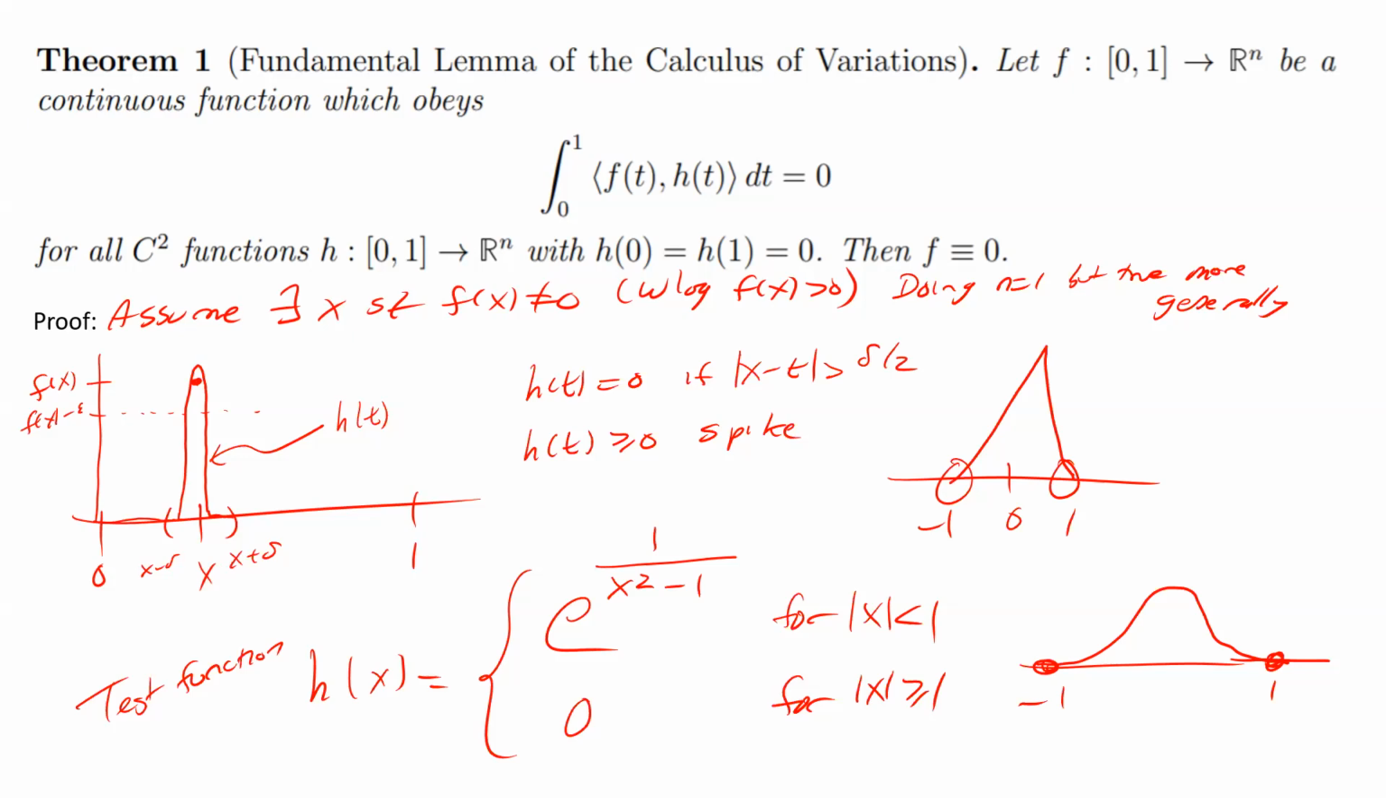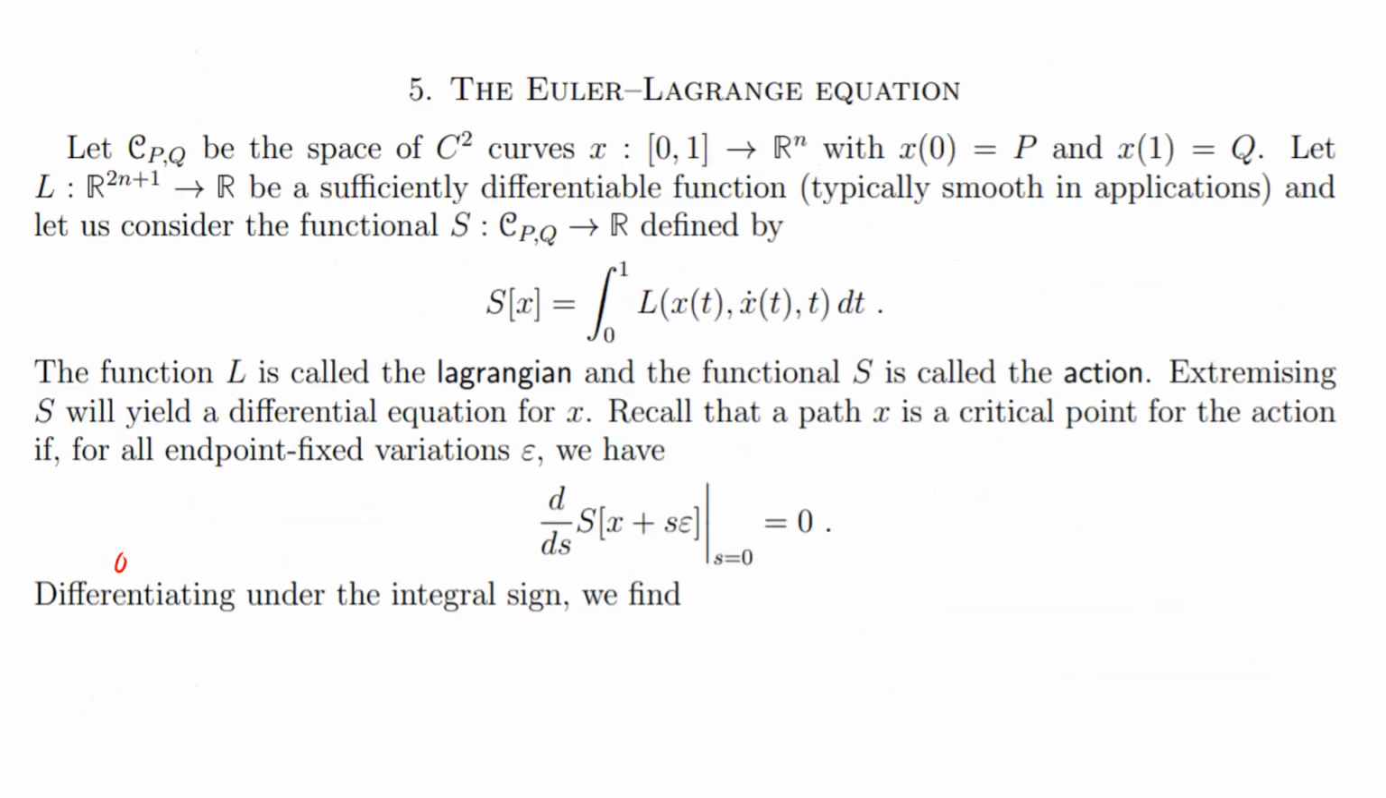Okay, so the next part is, now that we have this, the big thing in calculus of variations, the first major result, are the Euler-Lagrange equations. So we're going to look at a space of curves that are at least twice continuously differentiable. So we have some function from 0, 1 to our space, and we know the initial points. It starts at P, it ends at Q.